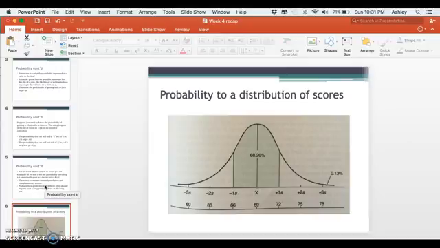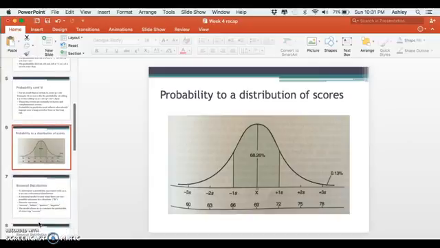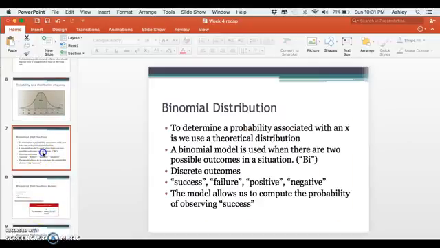Now I want to talk a little bit about something that I think everyone is kind of questioning and having some trouble with. I wanted to give you a different example of what you may often see within your research, or within research in total. Okay, and that is where there are two possible outcomes in a situation, hence binomial. Okay, binomial distribution.